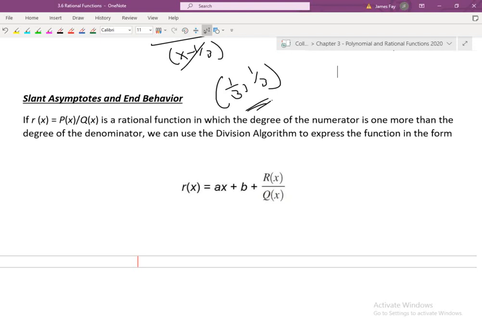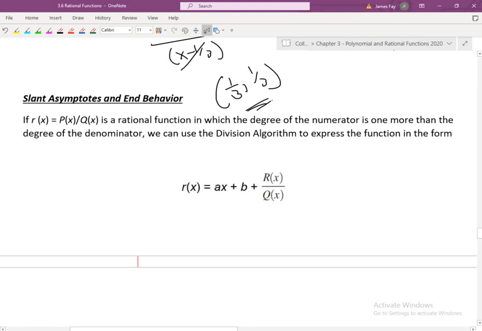Does that make sense? Slant asymptote means that it's an asymptote that is linear, but it's not horizontal. An oblique asymptote is any asymptote that is not vertical or horizontal. So I guess the argument is slant asymptotes are first degree oblique asymptotes. And this is the argument for what happens.